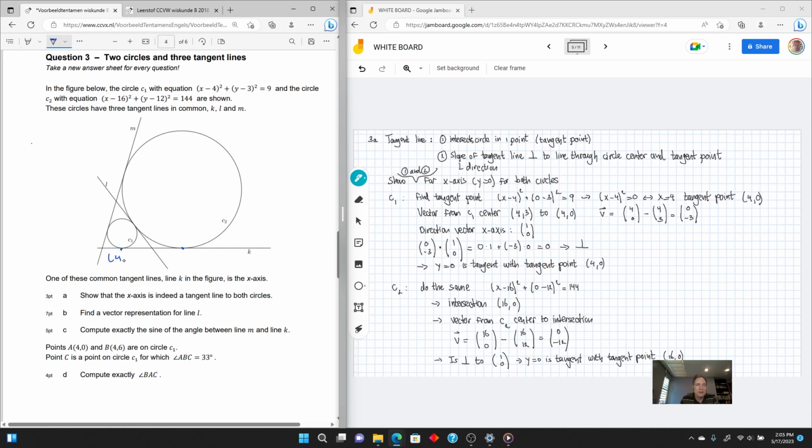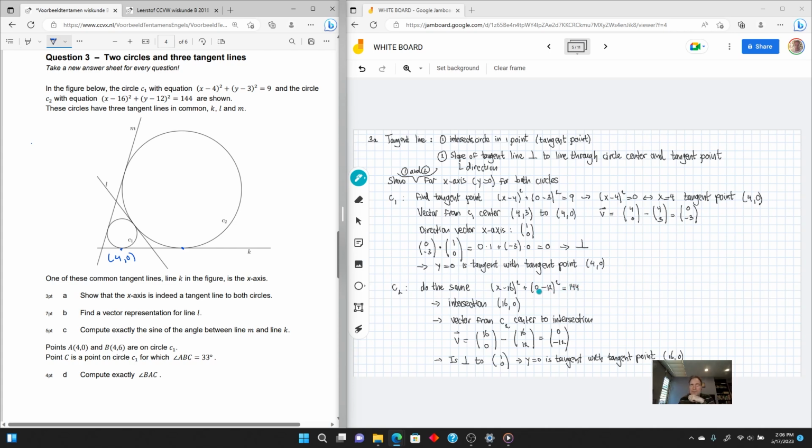Of course, if you would have found two solutions, there was something wrong. The tangent line intersects the circle in only one point. And you do this for the second circle. So x minus 16 squared plus 0 minus 12 squared is 144.